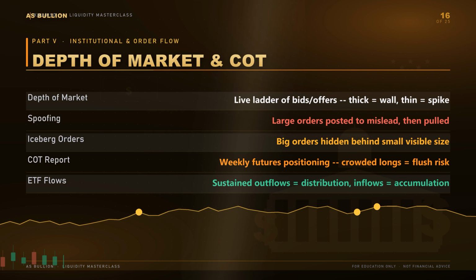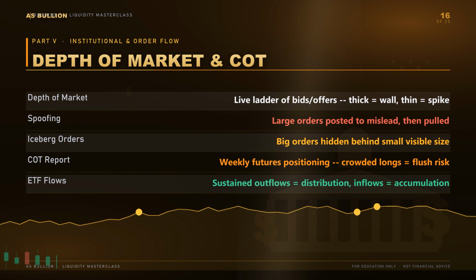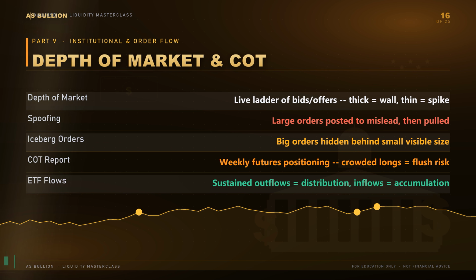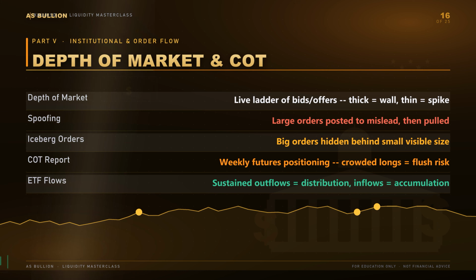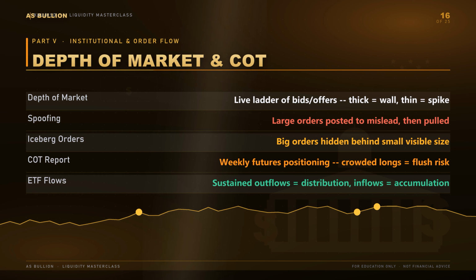Part 5. Institutional and Order Flow View. The Order Book and Depth of Market. On COMEX Gold, you can watch the depth of market, the live ladder of resting bids and offers. Thick resting size can act as a wall, short-term support, or resistance. Thin books mean fast, spiky moves. Beware of spoofing, large orders posted to mislead then pulled, and iceberg orders, big orders hidden behind small visible size.